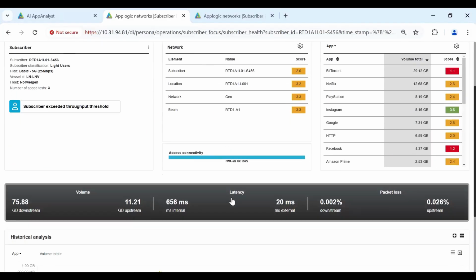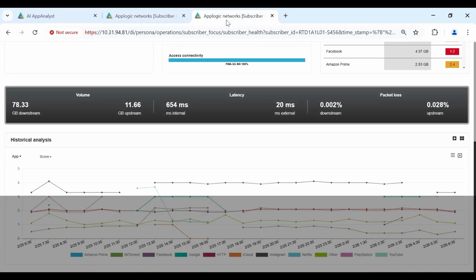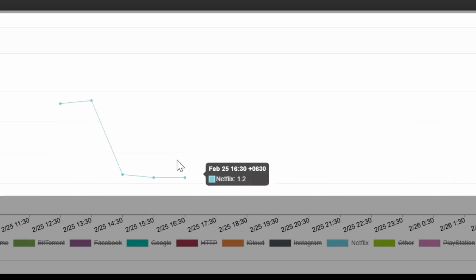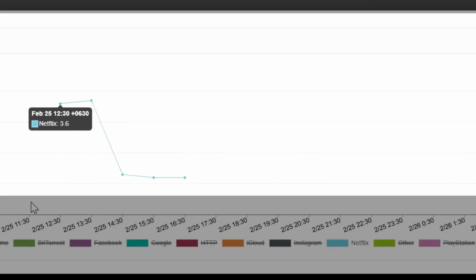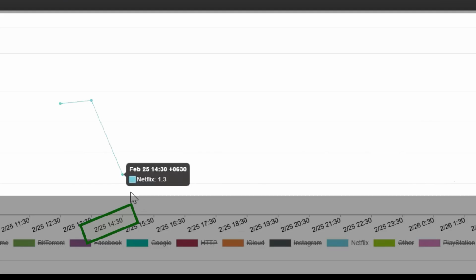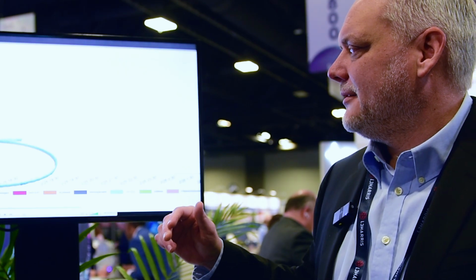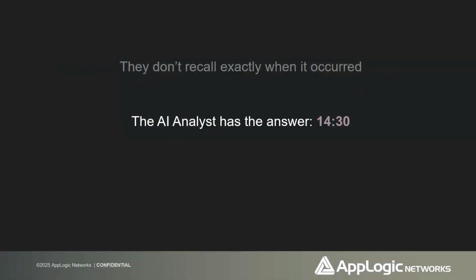We can see the same thing if we go into Ops Insights. We look at the different applications, look at the different scores, look at the scores specifically for Netflix at the different time intervals, and we can see that yes, at 14:30, there was a dramatic drop in the quality of experience. Of course, the AI analyst, as we said, has the answer: 2:30.